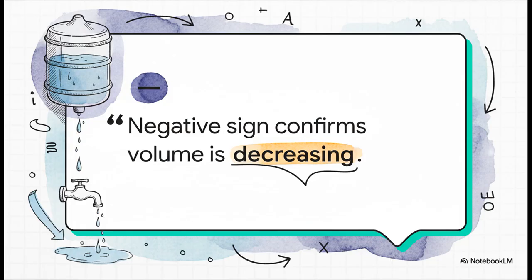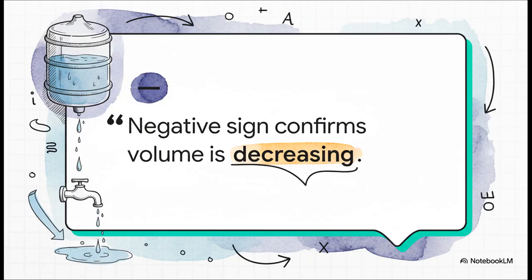But hold on. What about that negative sign? Is that a mistake? No way. It's actually the most important part of the answer. In the language of calculus, a negative rate means the original quantity, in this case, volume, is decreasing. The math just perfectly describes the reality of what's happening to that draining tank.